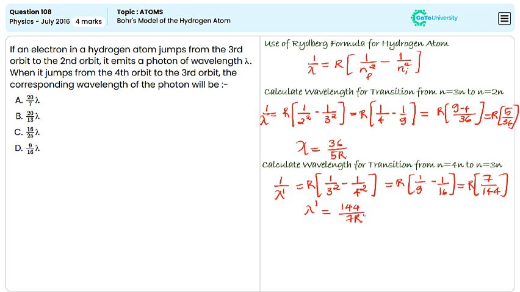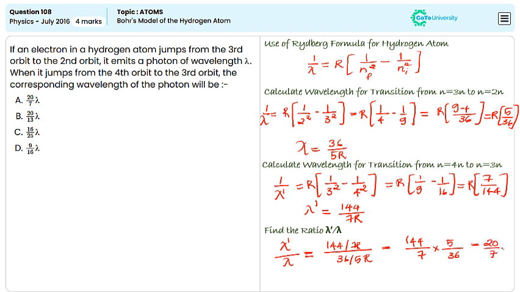Let us now find the ratio lambda dash by lambda, which is equal to 144 by 7R divided by 36 by 5R, which equals 144 by 7 into 5 by 36 equals 20 by 7. Thus, the corresponding wavelength of the photon will be 20 by 7 lambda. Therefore, the correct answer is option A.